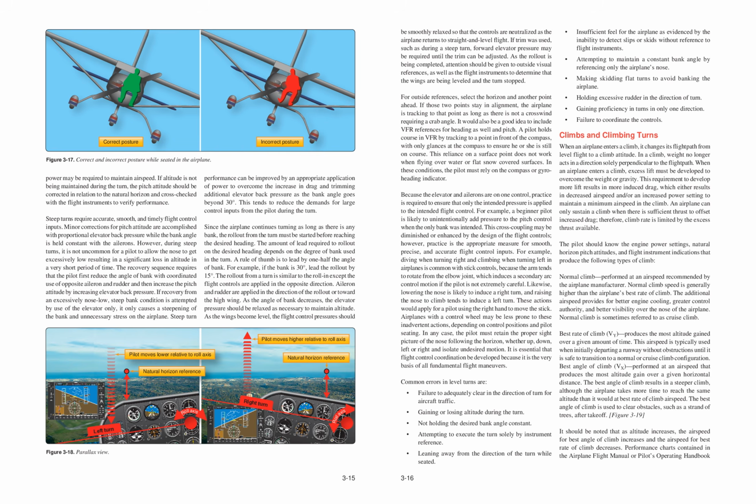Common errors in level turns are: failure to adequately clear in the direction of turn for aircraft traffic; gaining or losing altitude during the turn; not holding the desired bank angle constant; attempting to execute the turn solely by instrument reference; leaning away from the direction of the turn while seated; insufficient feel for the airplane, evidenced by the inability to detect slips or skids without reference to flight instruments; attempting to maintain a constant bank angle by referencing only the airplane's nose; making skidding flat turns to avoid banking the airplane; holding excessive rudder in the direction of turn; gaining proficiency in turns in only one direction; and failure to coordinate the controls.